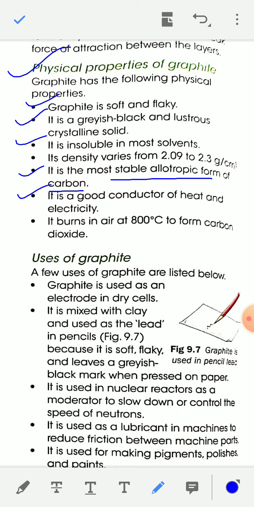Graphite is a good conductor of heat and electricity, but diamond is a bad conductor of electricity. Okay, and it burns in air at 800 degrees Celsius to form carbon dioxide.